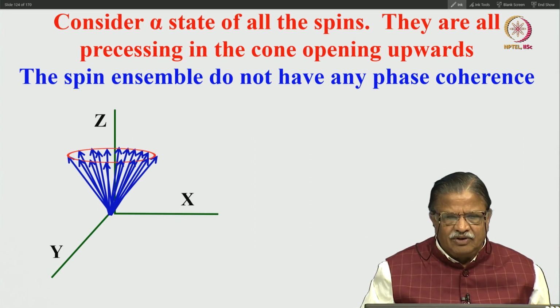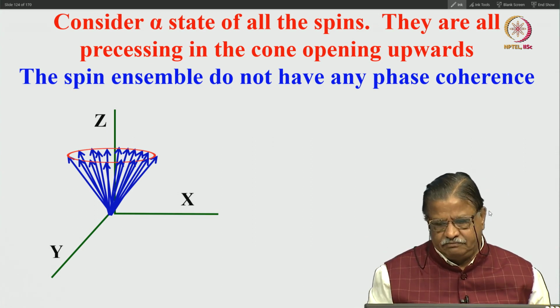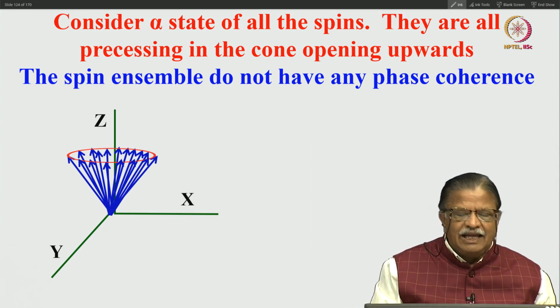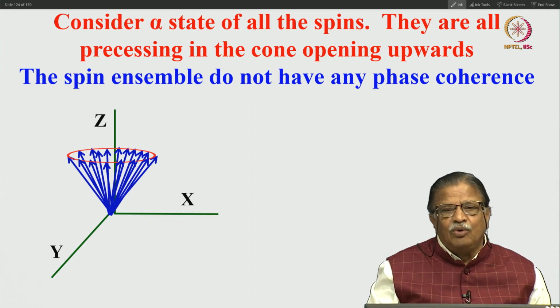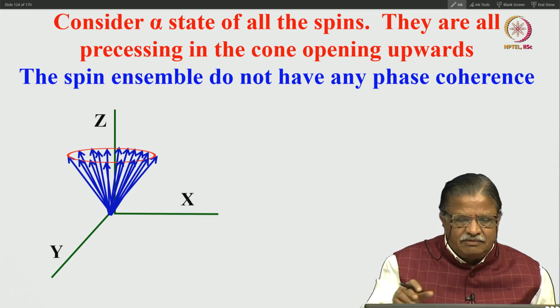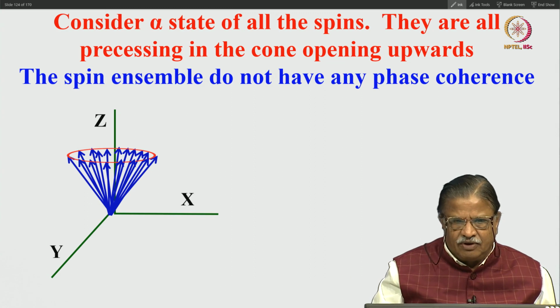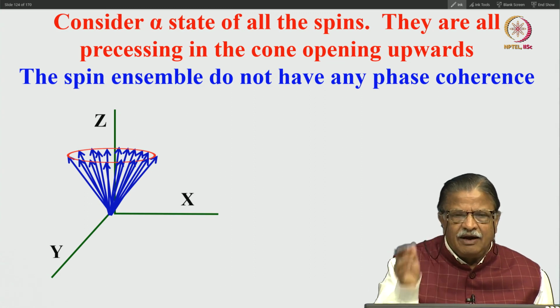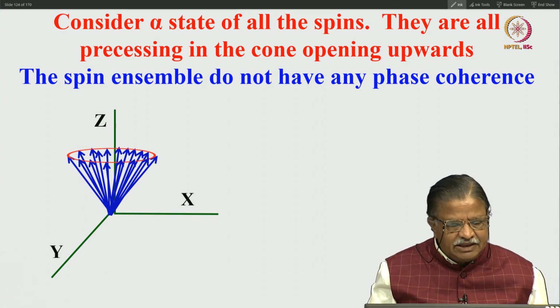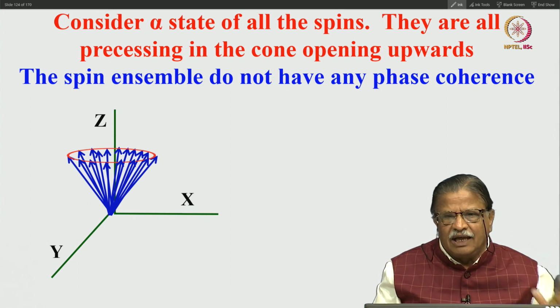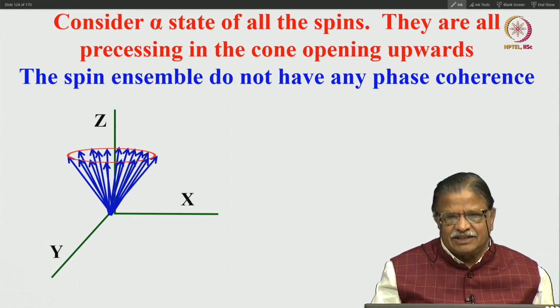All these nuclear spins, magnetic moments will be aligning and precessing, making a certain angle theta with respect to the magnetic field. So individually each of them is a vector, and this spin ensemble does not have any phase coherence at all, but they will be precessing. They are in a cone opening upwards. This is the state of all the nuclear spins which are in the alpha state.